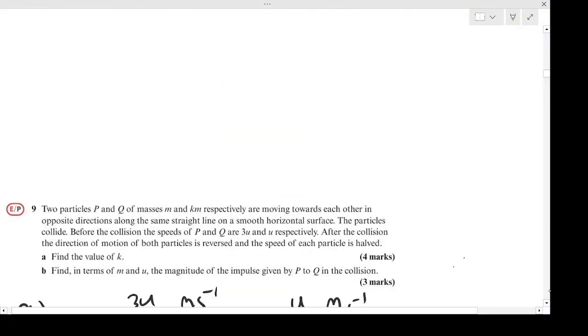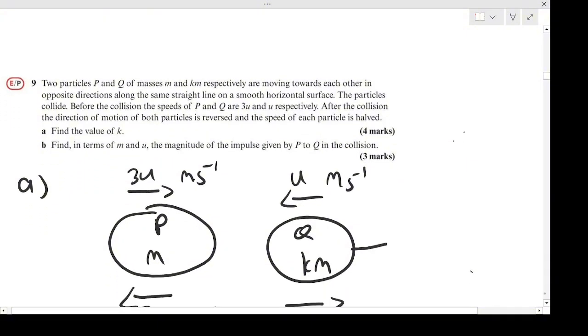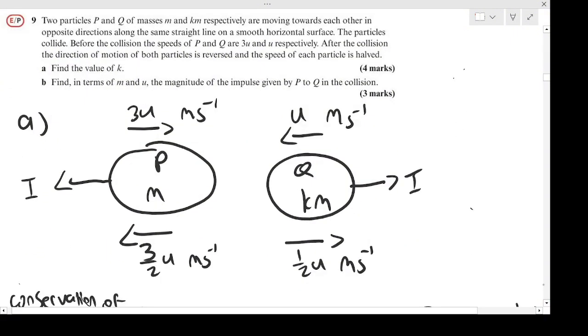So then in part B, it wants me to find, in terms of m and u, the impulse. So again, the impulses are going to be like that. Q has an impulse forwards and P has an impulse backwards, the exact same way we've been doing it so far. So again, I can consider either diagram, either particle. Now it wants me to find the impulse given by P to Q, the impulse given to Q. But again, it doesn't matter, the impulses are the same.